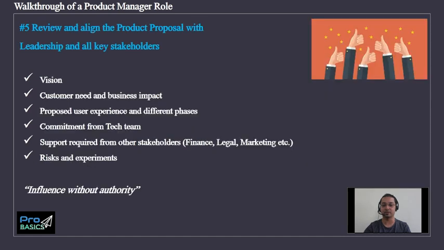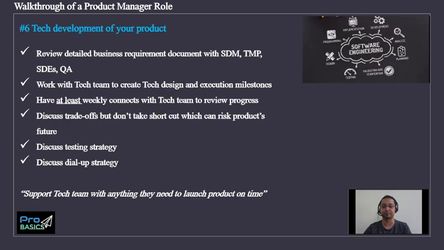After you have defined the customer need, completed your research, calculated business impact, and created the customer experience, the next step is to review and align your proposal with all stakeholders we discussed before. This is a very, very important milestone for a PM because as part of the reviews, the PM aligns the vision of the product with all stakeholders. This makes it easy to secure the bandwidth of the tech team or any other partner team and deliver the product on time. As part of the reviews, it will be good to pre-align any risk and experiments you have in mind. This milestone requires strong influencing without authority skills from a PM.